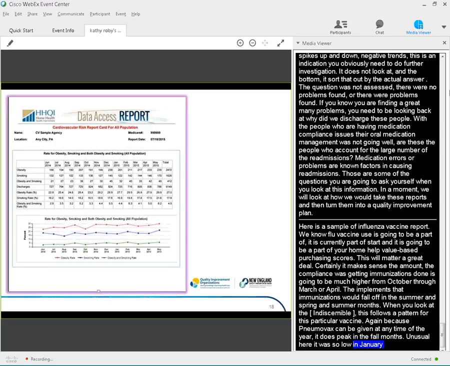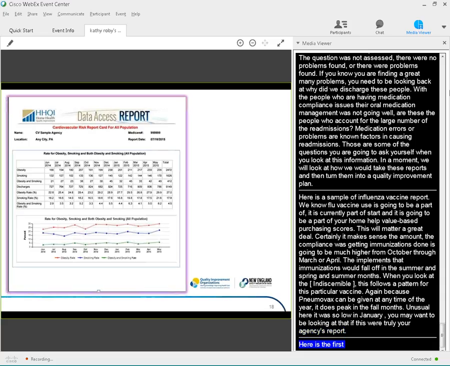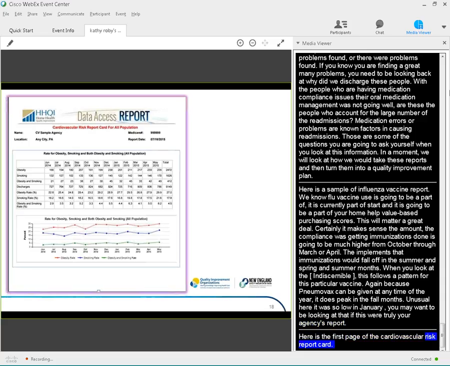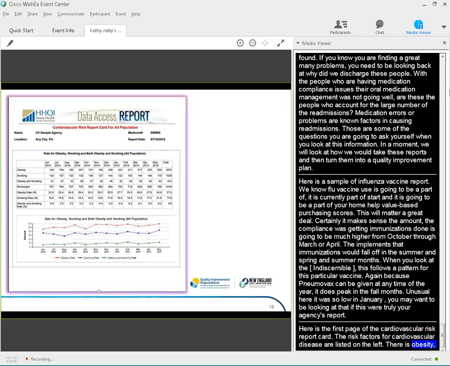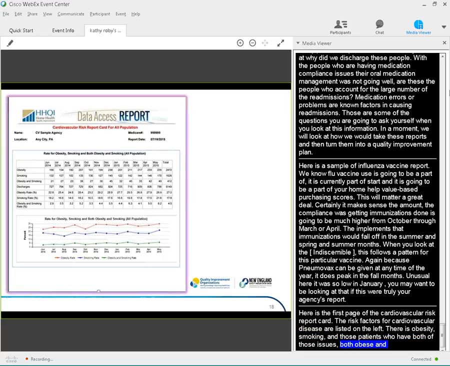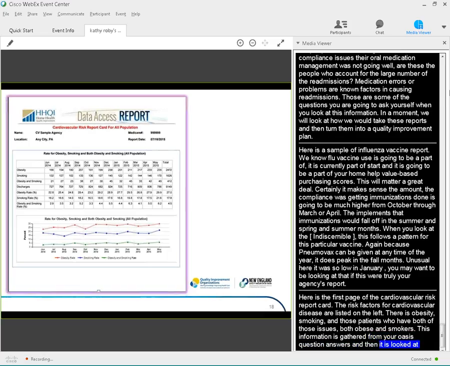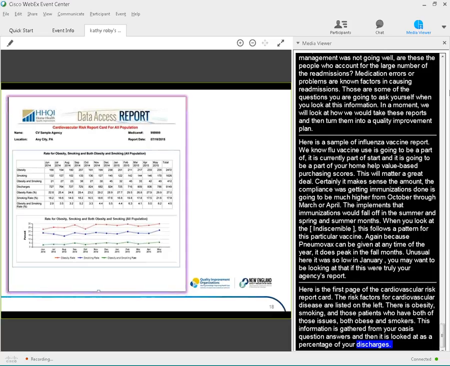Here's the first page of the cardiovascular risk report card. The risk factors for cardiovascular disease are listed on the left. There's obesity, smoking, and then those patients who have both of those issues, both obese and smokers. This information is gathered from your OASIS question answers, and then it is looked at as a percentage of your discharges. And then it's graphed out to show what percentage you have for each of these factors.